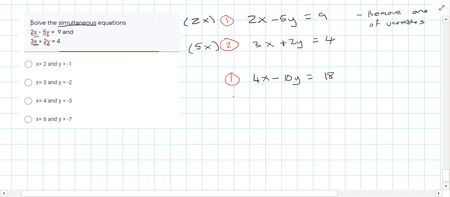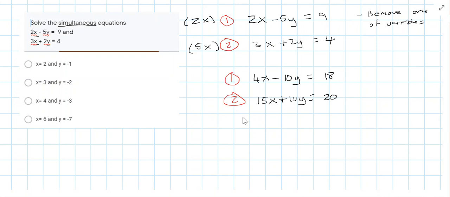And then for equation 2, we want to do exactly the same. So 5 multiplied by 3x leaves us with 15x. 5 multiplied by plus 2y gives us plus 10y, is equal to, and then 5 multiplied by 4 gives us 20.